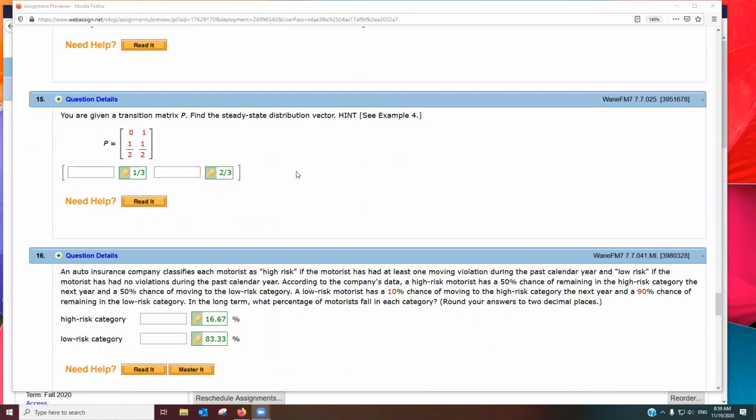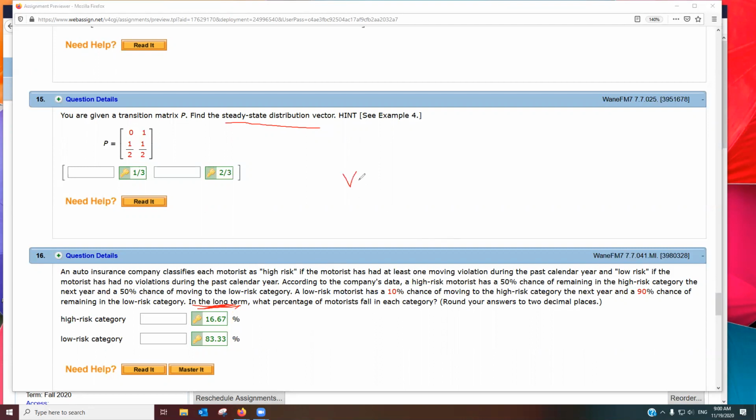Let's do 15 and 16. 15 and 16 are very similar because both are asking to find what's called a steady state distribution vector. Okay, and really that's what question 16 is asking. Question 16 says, in the long term. Whenever you see that kind of terminology, it means find the steady state vector. What does that mean?